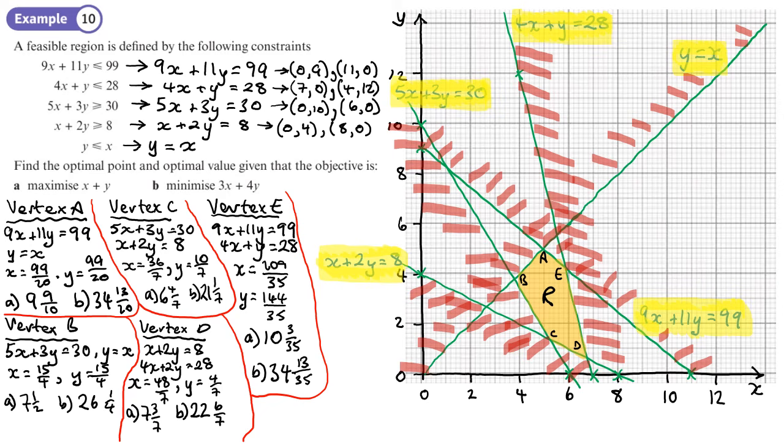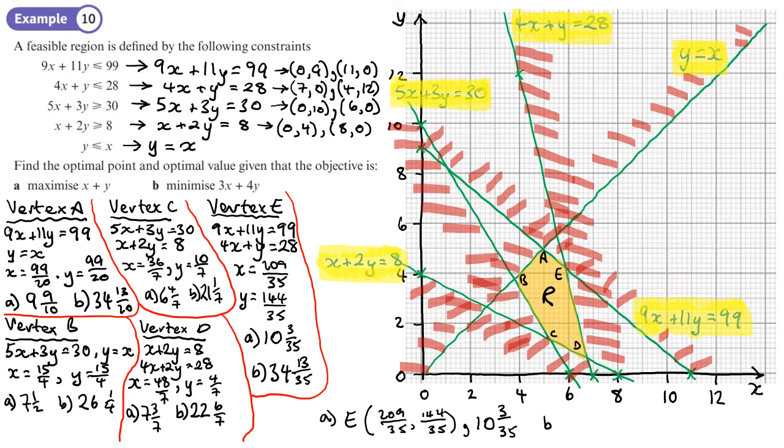Right, so if we start with part A, what we want to do is find the maximum value for x plus y. So we'll look through all of the coordinates here, and I can see the maximum one is this 10 and 3/35, which is vertex E. So then the optimal point is that 209/35, 144/35, and then the optimal value is 10 and 3/35. So that is maximizing x plus y.